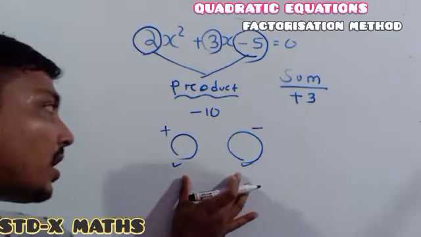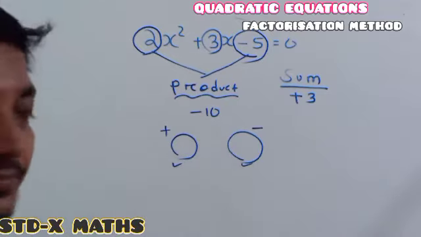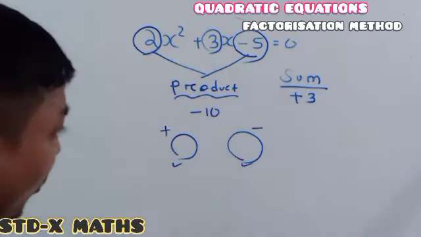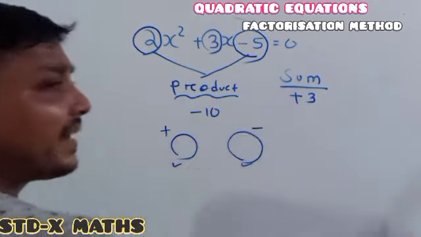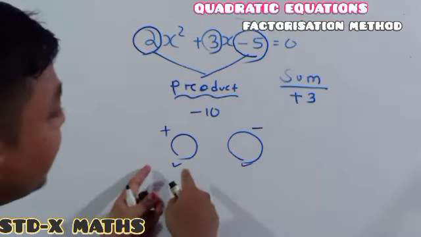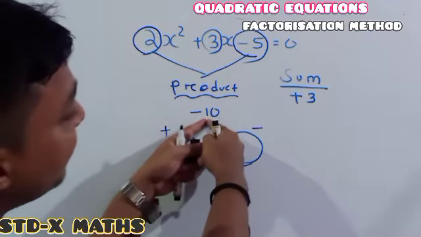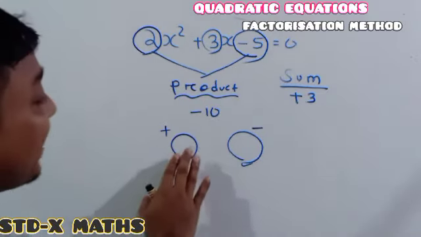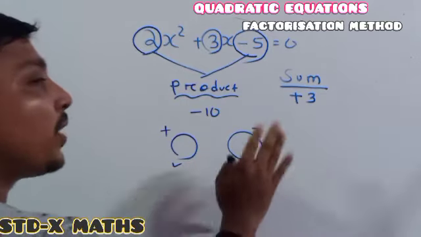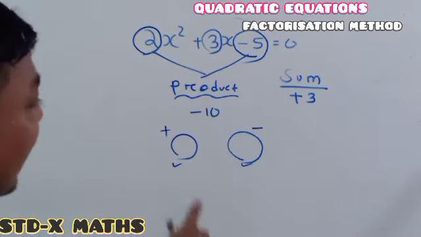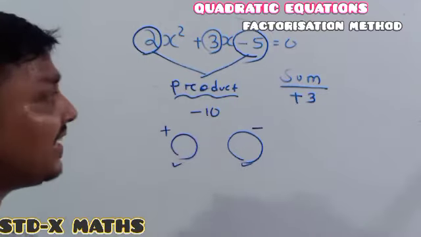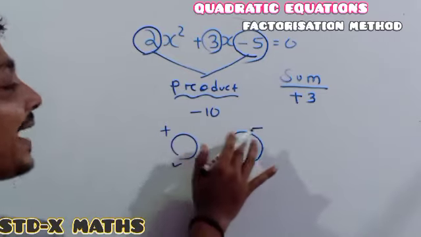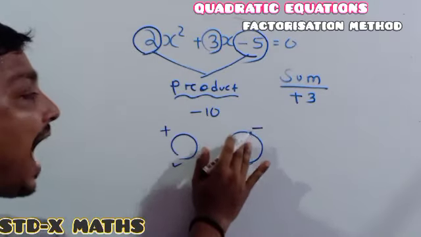We have to choose two numbers in such a way that they satisfy the product condition and also the sum condition. The product is negative, so one is positive and the other negative. Then the question is which one is greater and positive, and which one is smaller. The product is minus 10, but the sum is plus 3. Whenever one is negative and the other positive, you have to add them.